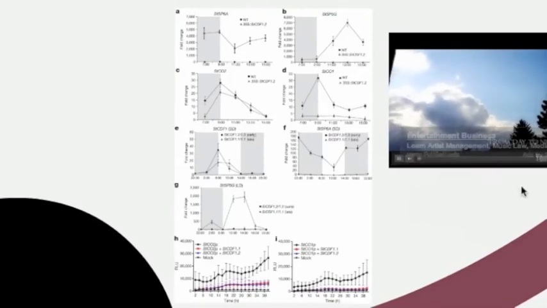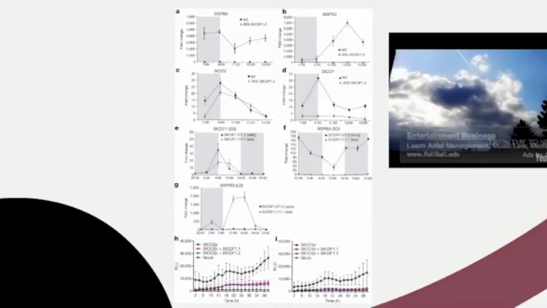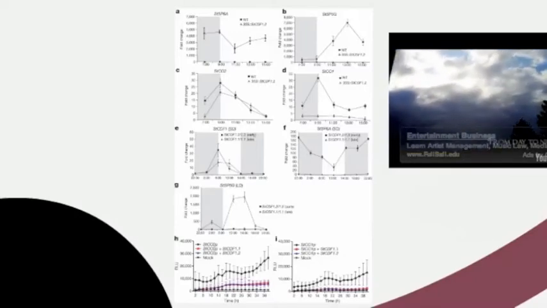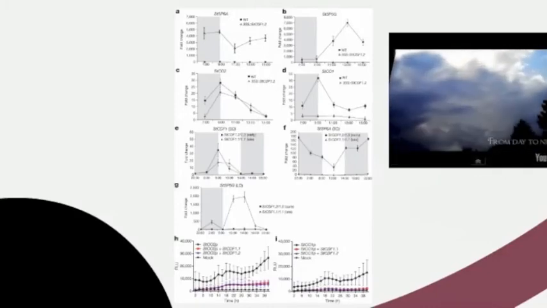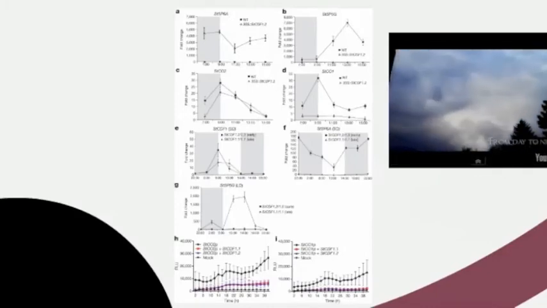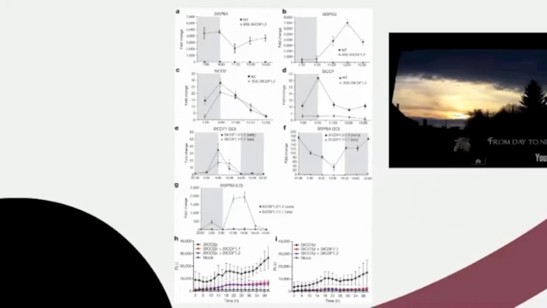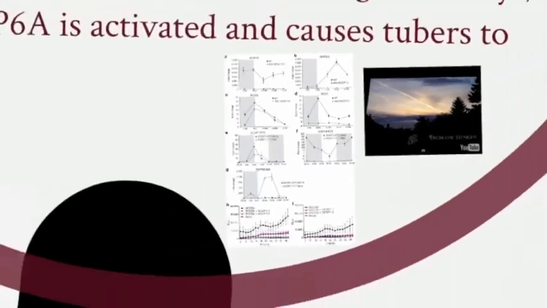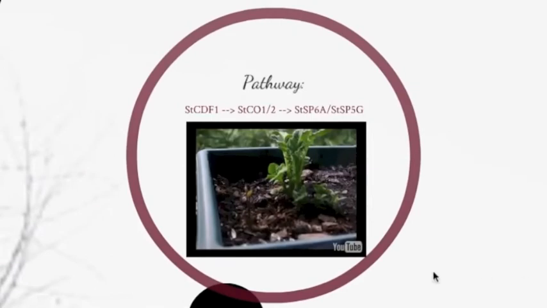In graph E, the activation of the STSP6A gene, which when upregulated causes tubers to form, peaks a lot more for the early maturing STCDF1.2 and 3 plants. Conversely, in graph G, the expression of the STSP5G gene, which suppresses tuber formation, peaks for the late maturing STCDF1.1 plant.